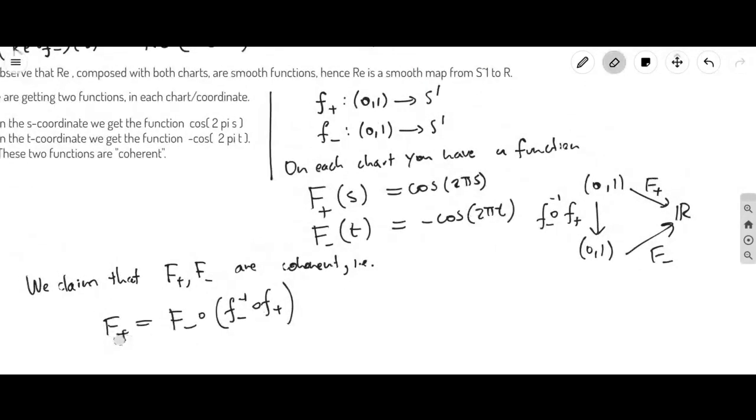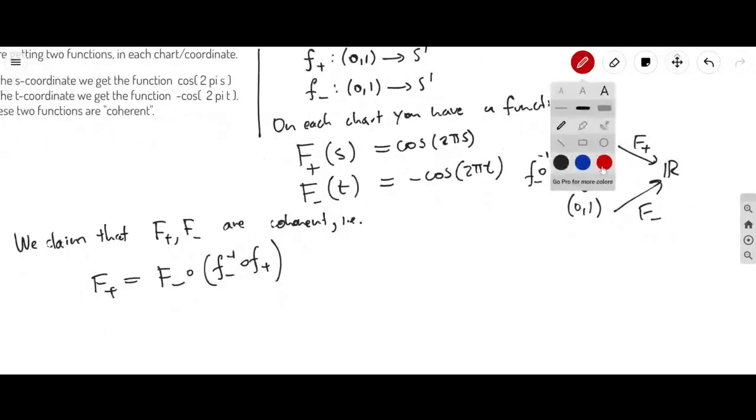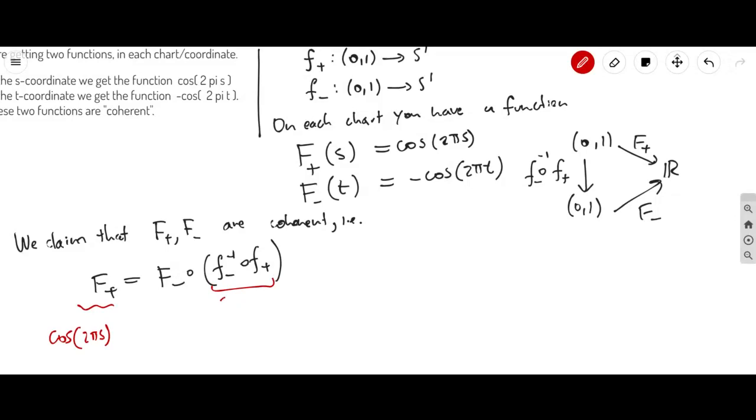And is this true? Well, this is the function cosine 2 pi s. This, well, this is piecewise. This is either s plus a half or s minus a half. And this is negative cosine 2 pi t. So if you substitute that in here, would you get that? And the answer is yes, you can check.